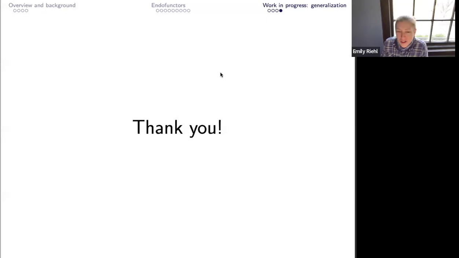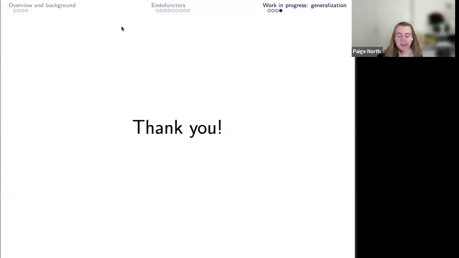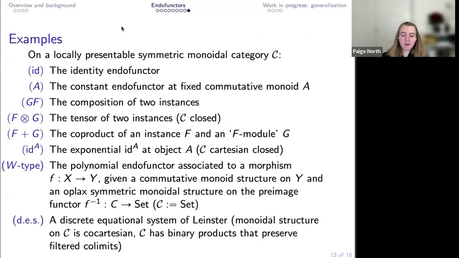So I'll ask a question from the chat. Is there a dual known to all of this, i.e. coalgebras being enriched in algebras? Yeah, so that's something that I think we don't understand very well.